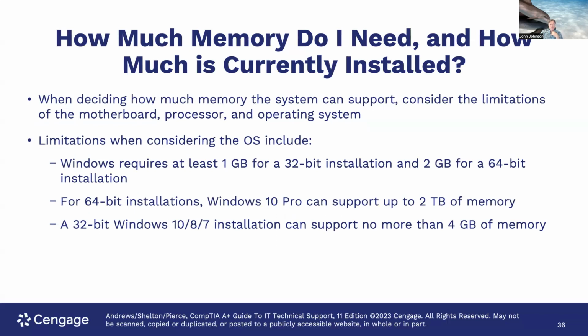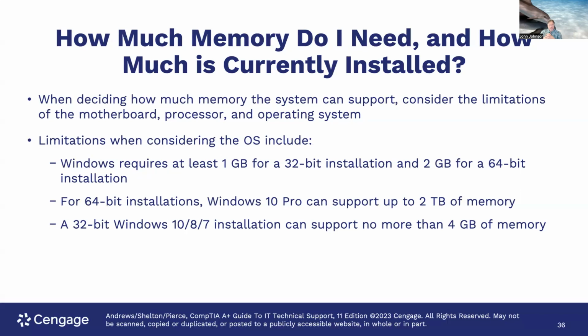So how much memory do I need and how much is currently installed? When deciding how much memory the system can support, consider the limitations of the motherboard, the processor, and the operating system. Limitations when considering the operating system include Windows requiring at least 1 gigabyte for a 32-bit installation and 2 gigabytes for a 64-bit installation. Normally, that's not a problem. Most systems now have quite a lot more than that, so it's not something to worry about.